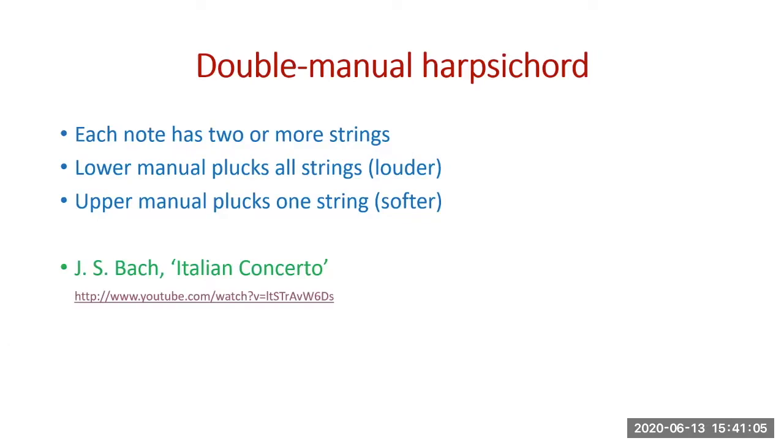Here, for instance, is a piece by J.S. Bach called the Italian Concerto, where he specifies which hand to play on which manual. Now, in a concerto, we'd normally expect an orchestra, but here, Bach creates the same sense of contrast between tutti and solo by varying the manuals. So here's a bit of a video with a bit of a description beforehand.